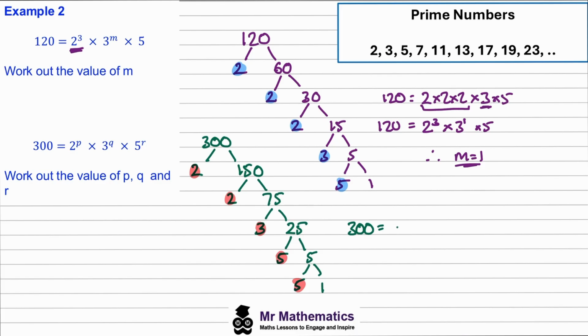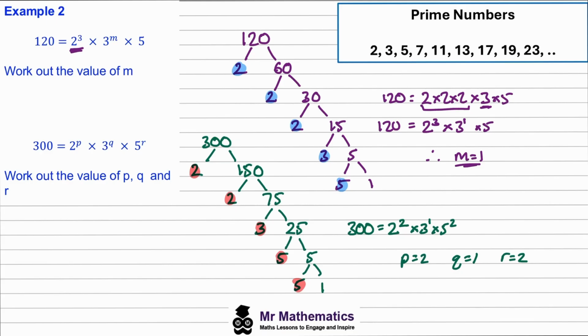In index notation, this will be 2 times 2, 2 squared, times 3, or 3 to the 1, times the 5 squared. So if we match up our powers, you can see that P will be 2, this Q will be 1, and R will be 2. How did you get on with that?